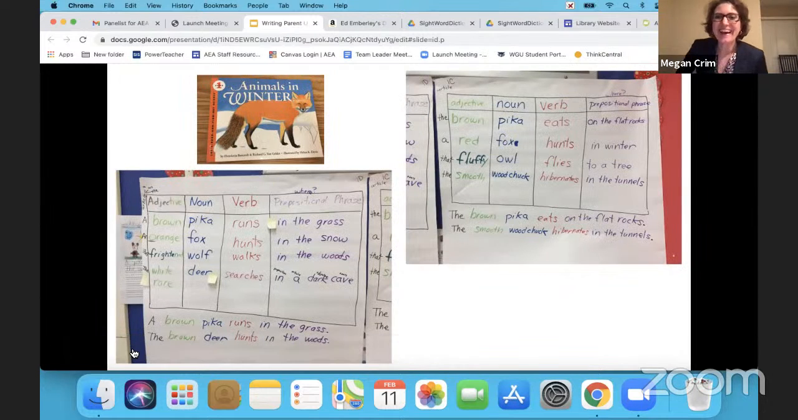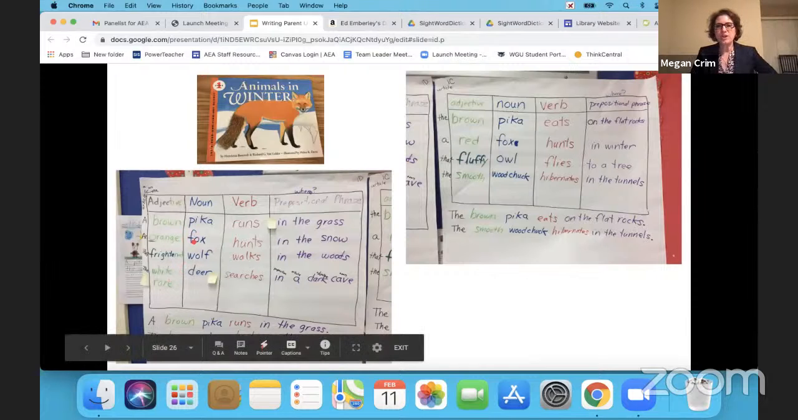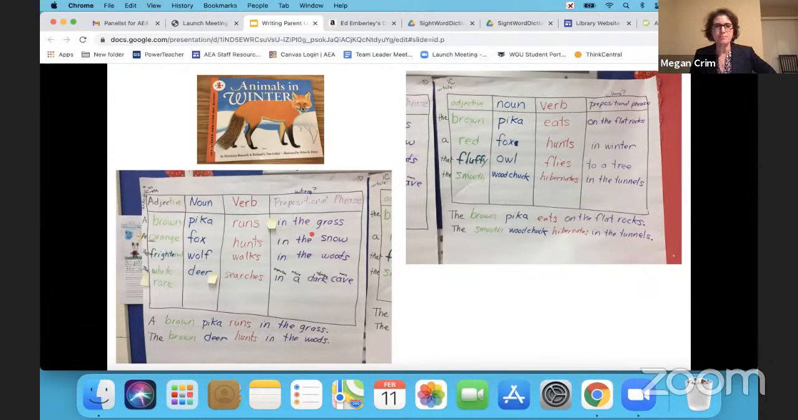And this is my writing. This is quick writing, generating ideas. We were talking about patterns. Patterns help living things learn. We were talking about animals in winter. And so you'll see, after reading this book, we generated a list of nouns. So these are the animals that were in this book, a list of verbs, things that they did. Active verbs are the best ones. A list of adjectives that could describe the noun, and then a list of some prepositional phrases. Prepositional phrases answer where.